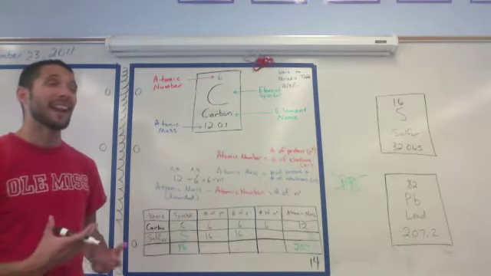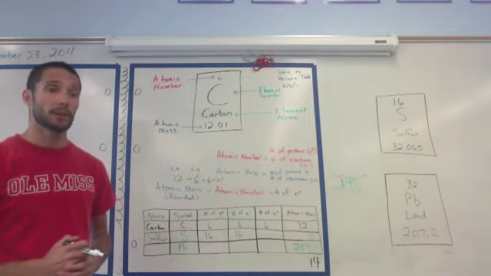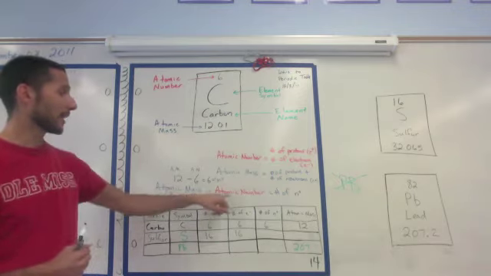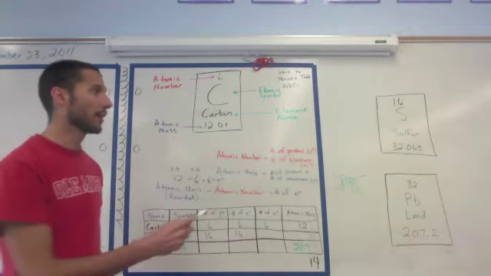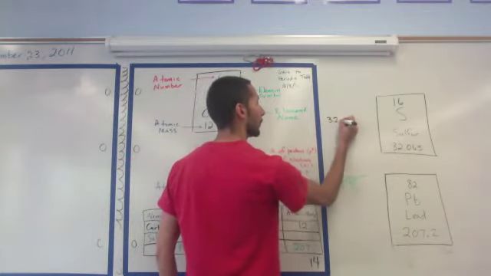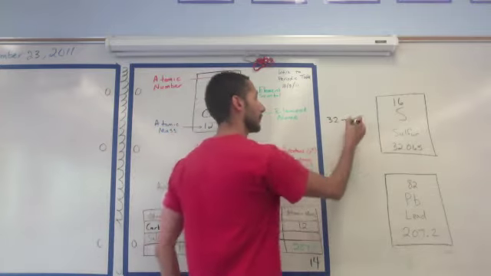Okay, now we need to figure out the number of neutrons. Okay, so we are going to say the atomic mass of sulfur minus the atomic number of sulfur to get the number of neutrons. Let's try that out. The rounded atomic mass for sulfur is 32. The atomic number for sulfur is 16.